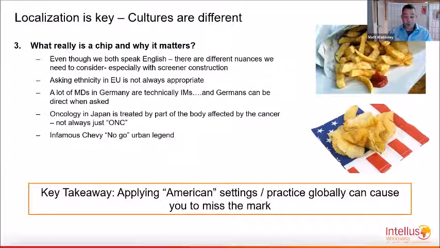Considering different cultures is a key item you want to do before you write your questionnaire. In some EU markets, asking ethnicity is not always appropriate, and you need to either not ask it, as in France, for example, where it's not recommended, or provide a proper and respectful opt-out. Another example of localization is in Germany, where a lot of MDs are technically internal medicine doctors. And in Germany, respondents can be very direct when you ask them a question. So you may need to include subspecialty and/or behavioral screening to hit your target in your research.